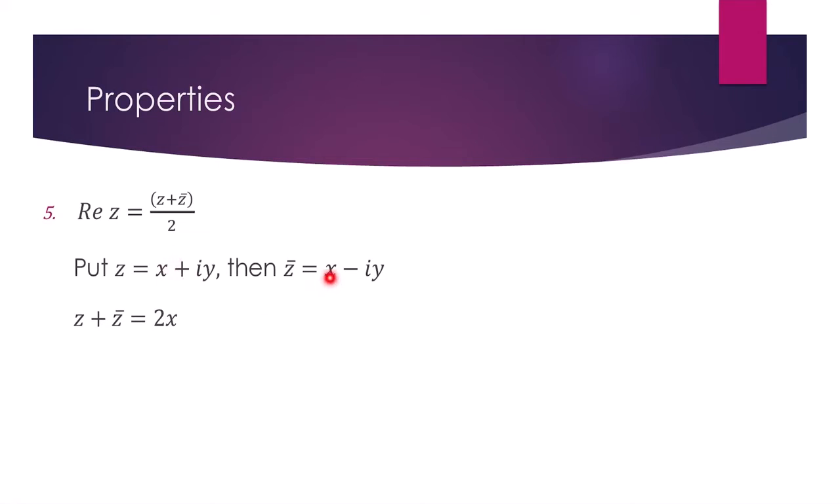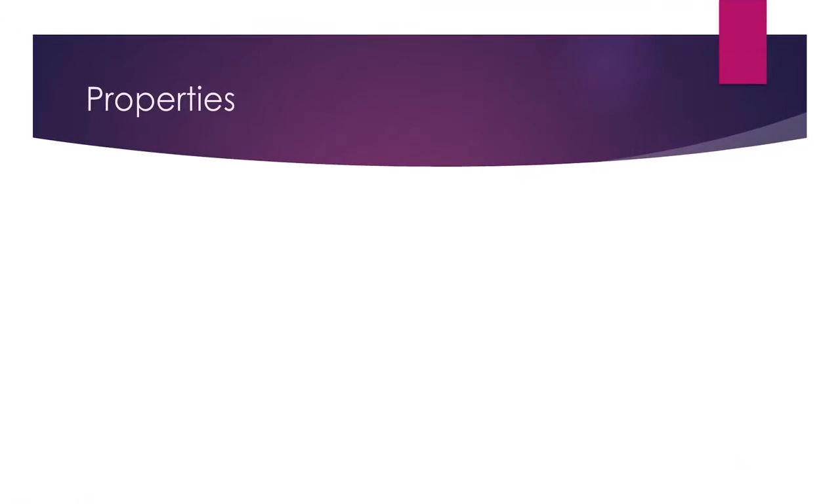ആഡ് ദം ബോത്ത്. സോ x പ്ലസ് x വിൽ ബി 2x, plus iy minus iy will be 0. So z plus z bar is nothing but 2x. So we can write x as z plus z bar divided by 2. This x is nothing but real part of z. In the same way, we can prove that imaginary part of z can be written as z minus z conjugate divided by 2i. Prove this also.